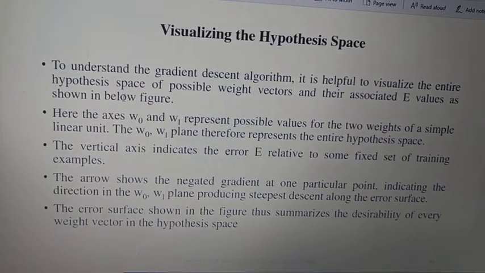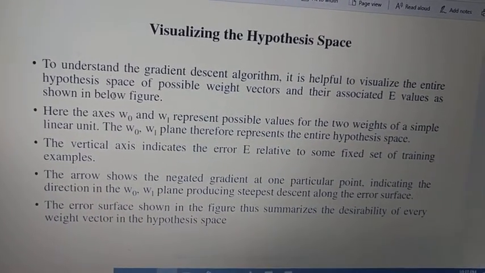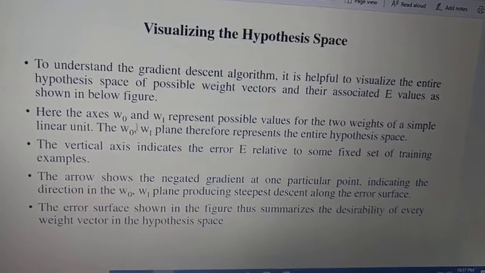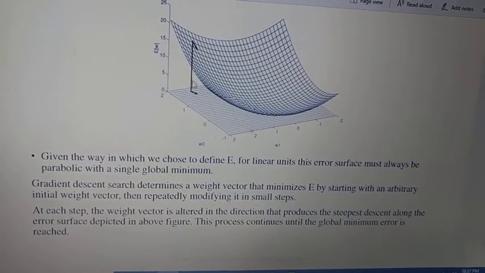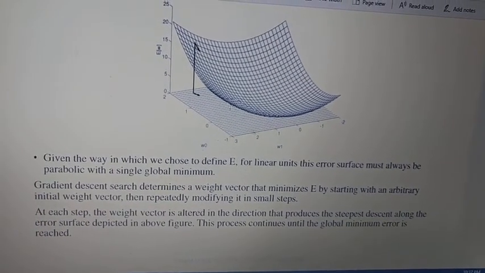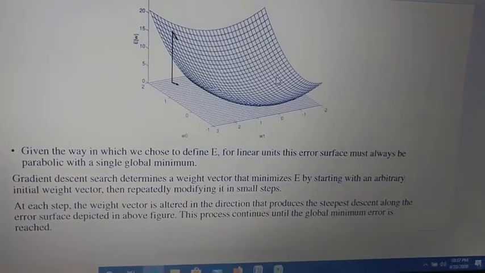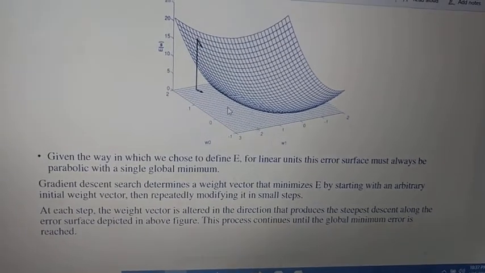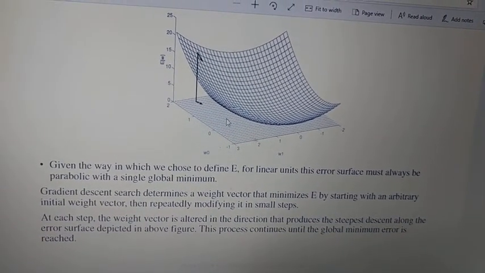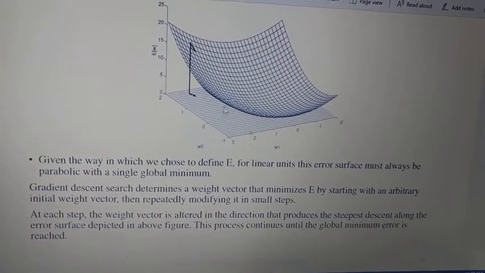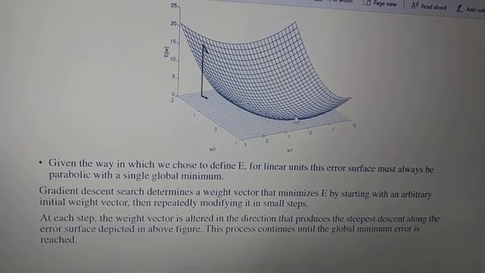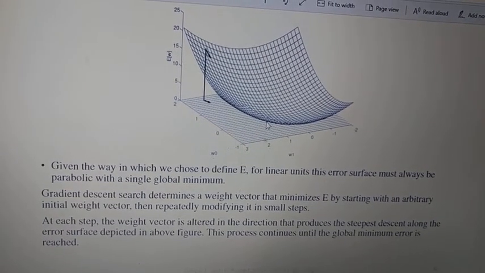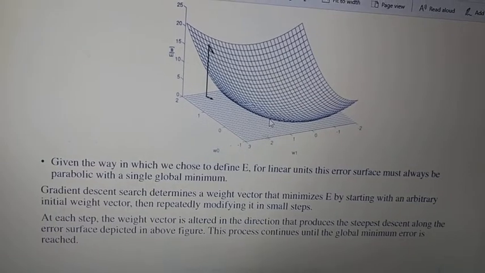At each and every step, we alter the weight vector in the direction that produces the steepest descent. So every time we alter the weight so that we get the steepest descent, or the decrease in error. You can observe that here. Now this process is repeated until we get the global minimum error. So what is the global minimum error? It is this point, where we have the least error and we get the best weight. So that is the global minimum point.